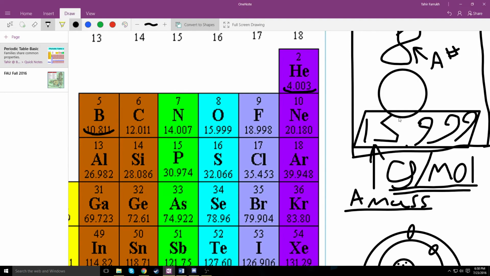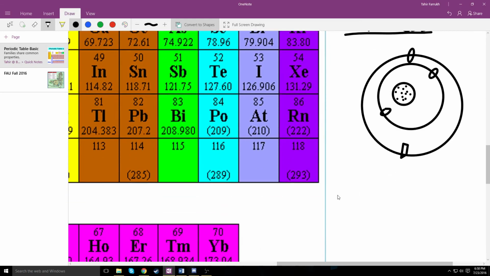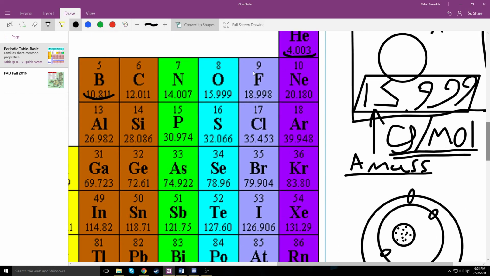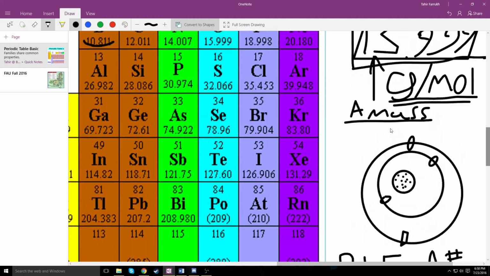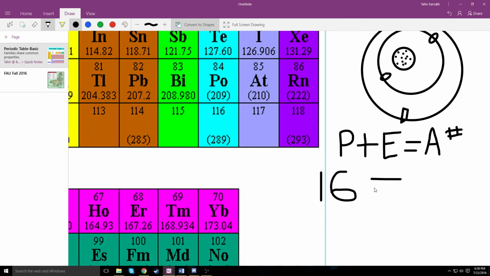And this is why we have the weight on the periodic table, is to also determine how many neutrons there are. So if we take the number of protons, add them with the number of electrons, we should get ourselves the atomic number, and that is the number that we have right over here or here. This number, let's take 16, right? And that is going to equal our atomic mass, right?